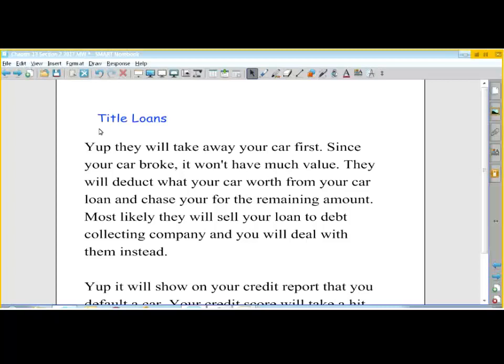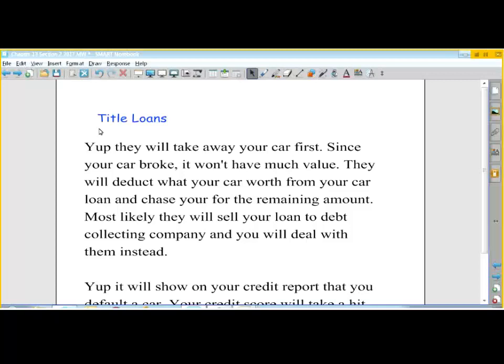Okay, here's another one, title loans. Get your title back with Title Max. Does anybody know anything about title loans? Okay. So what those are, they are short-term loans that use your car as collateral. So what you do is, say you need $2,000, and typically you have to have paid off your car. You can't have a lien on your car. Lien means a loan. So you can't owe money on your car.